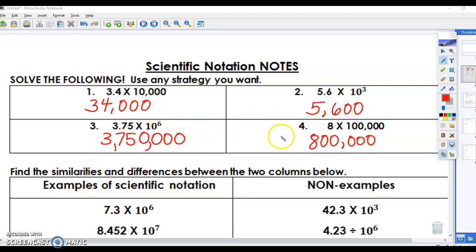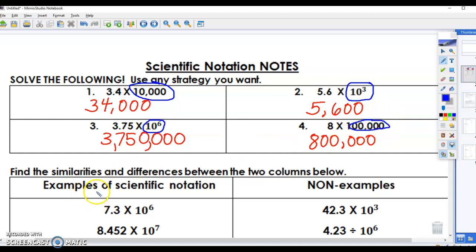Okay guys, check your answers. Did you get all 4 of them right? So it didn't matter which strategy you used to get them, but there are some tricks and patterns when we're dealing with multiplying by a power of 10. Notice all of these are powers of 10 like we've been learning the last couple days. They're all powers of 10s.